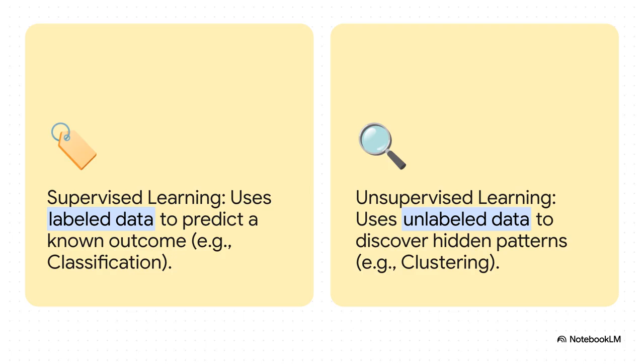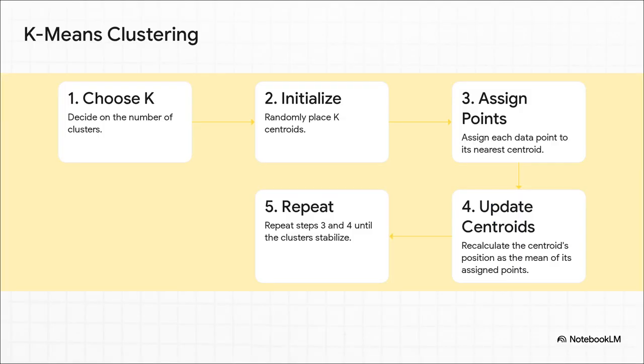Exactly. So with clustering, we're not trying to predict a target we already know. We're going in blind, in a way. We're basically asking the data, hey, what's your hidden structure? How do you naturally group together? We're not telling the model what to look for, we're just letting the data speak for itself and reveal those natural segments. And the most common way to do this, your go-to algorithm, is k-means.